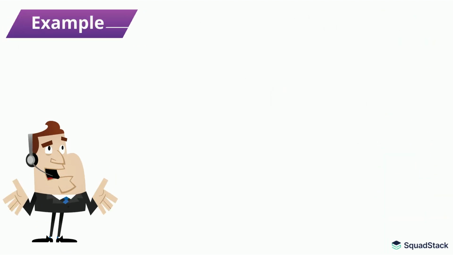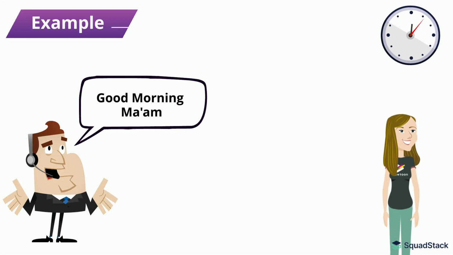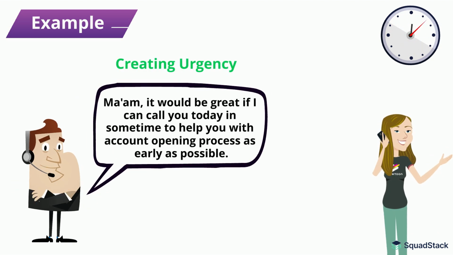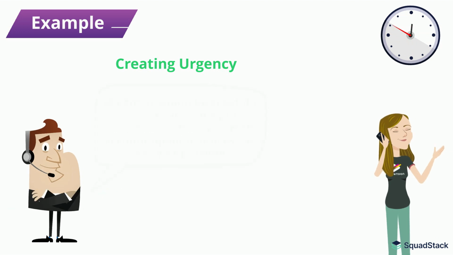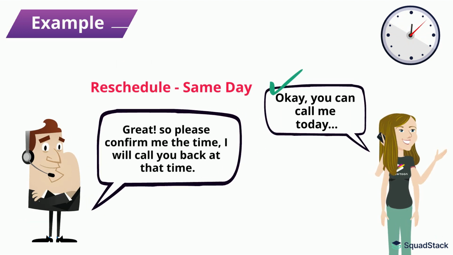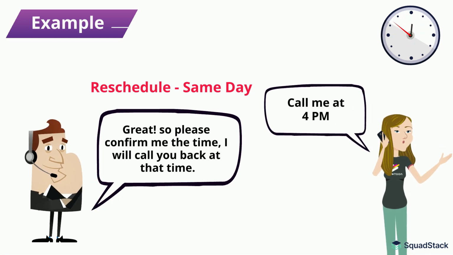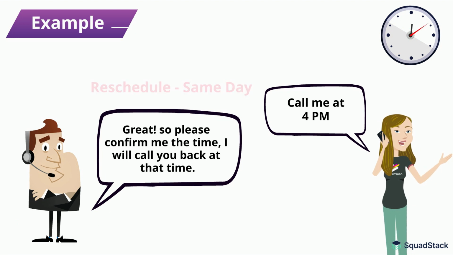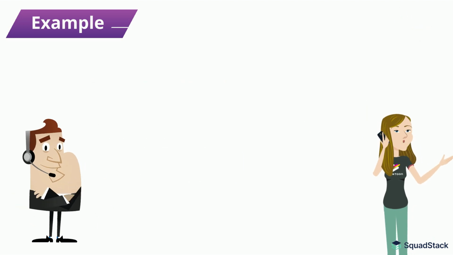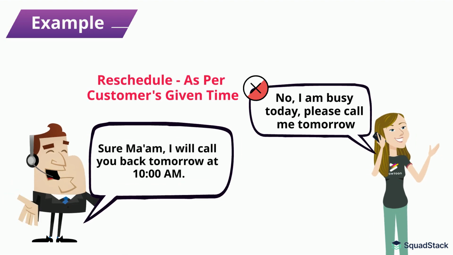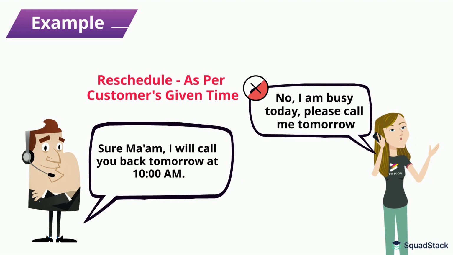You called a customer in the morning at 11 a.m. and the customer asks you to call back tomorrow. Here, you should proactively check with the customer if he is okay to schedule the call on the same day. If the customer agrees, then ask for a suitable time again to set up a follow-up call. This technique helps to generate a sense of urgency. But if the customer denies, then you can reschedule the call at the time the customer informed you before.